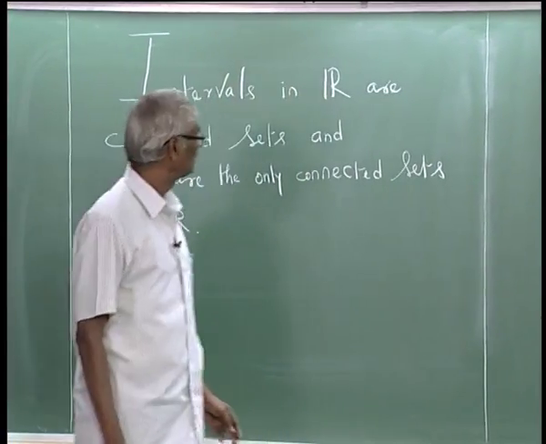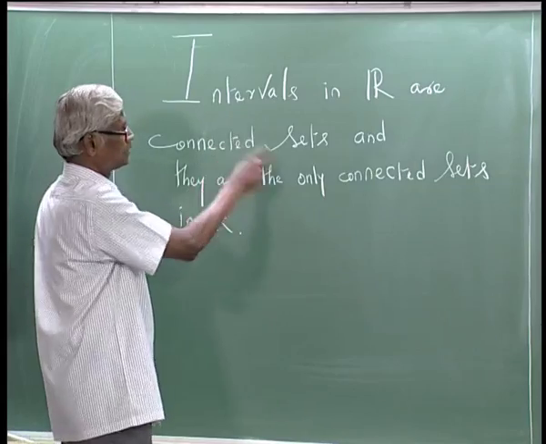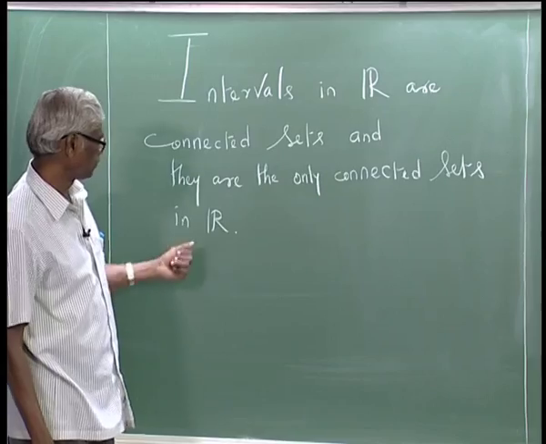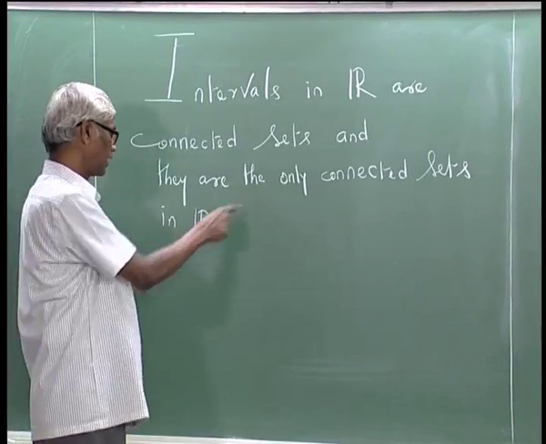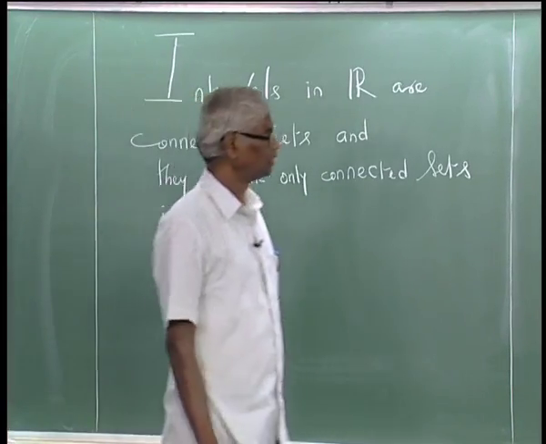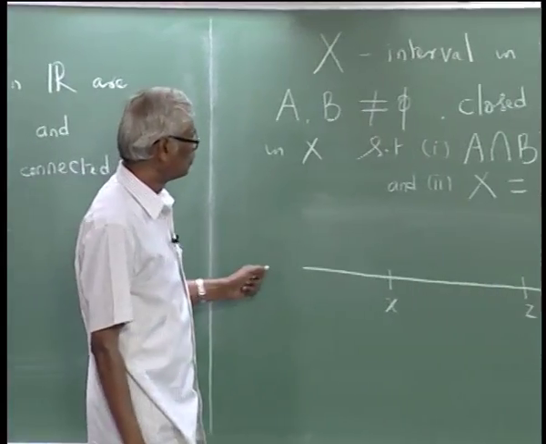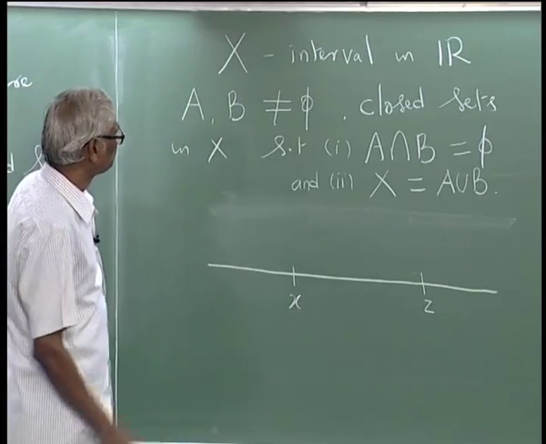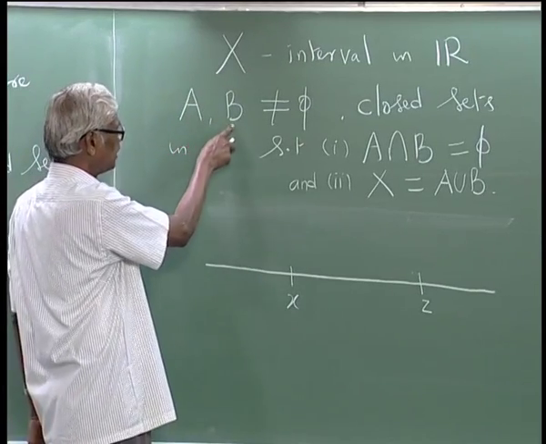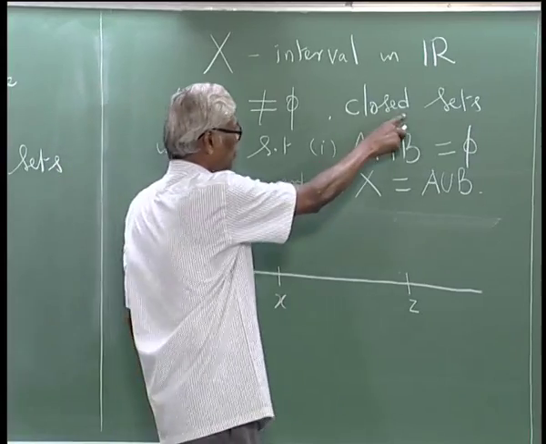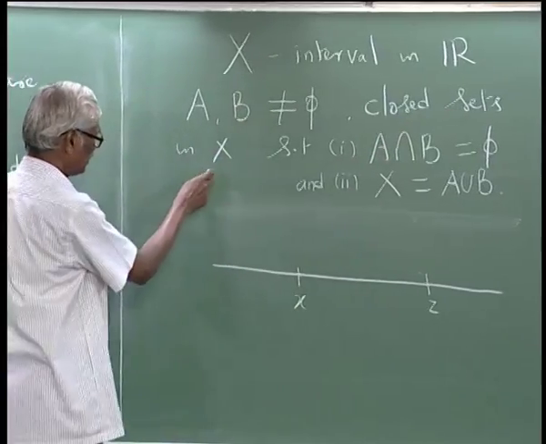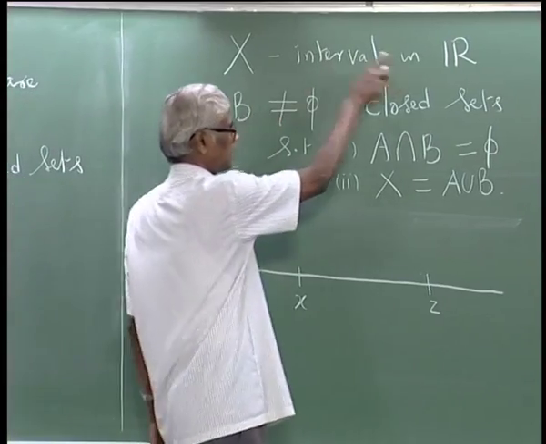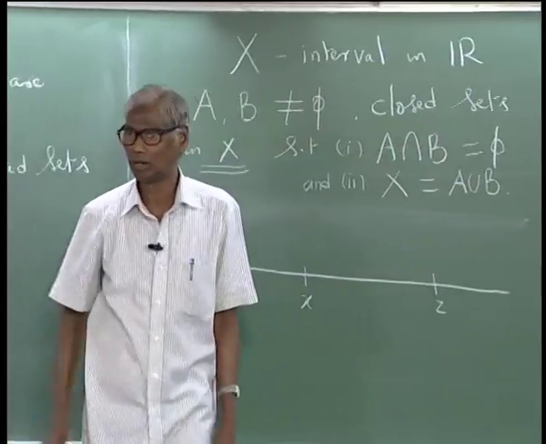We wanted to prove that intervals in R are connected sets, and then we will also prove that they are the only connected sets in R. So, we started by proving this by contradiction. Suppose there exist non-empty closed sets in X. So, we are considering capital X as a subspace of R.